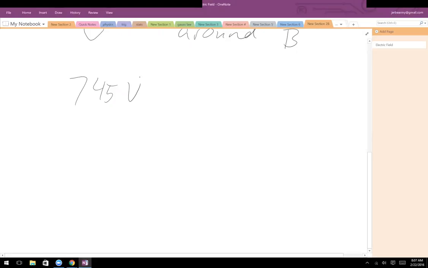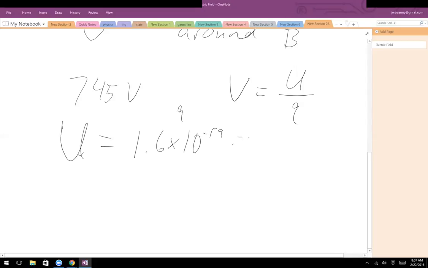So that's what potential difference is. It's potential energy per unit of charge. So V is potential energy per unit of charge. So the potential energy difference is, well, it says a beam of protons, but we're really looking at one proton at a time. So the charge of a proton is 1.6 times 10 to the minus 19th, and then times V, which is 745.